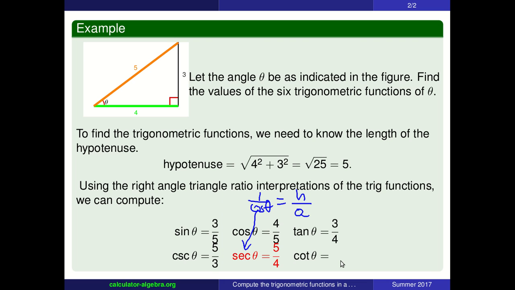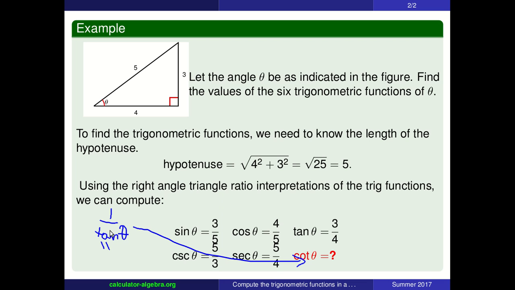And finally, cotangent of theta. Well, cotangent is 1 over tangent, right? So that is 1 over tangent of theta, or what is the same, the adjacent side over the opposite side. So we can just take 1 over tangent. Well, tangent is 3/4. So if you take 1 over 3/4, you are of course getting, I'm sure you've guessed it by now, 4/3. So here's our final answer.